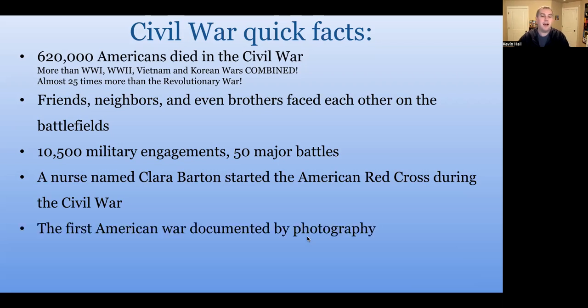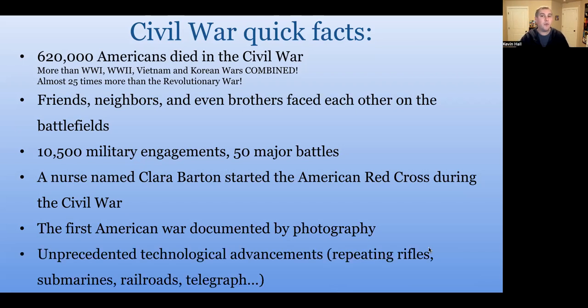The first American war, it was documented by photography, which is pretty cool if you think about it. It means that people were actually able to see pictures of the conflict showing up in their newspapers back home. So photography was a thing during the Civil War, and it was the first American war that was able to actually show people what was happening on the battlefields, both the gruesome and the victorious.